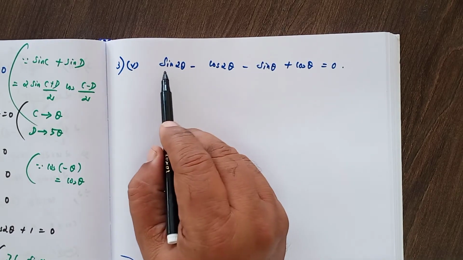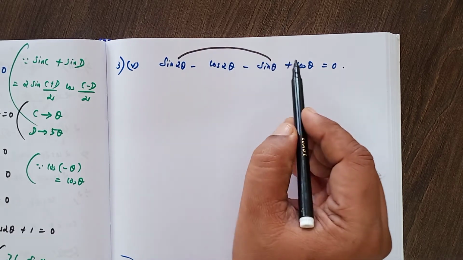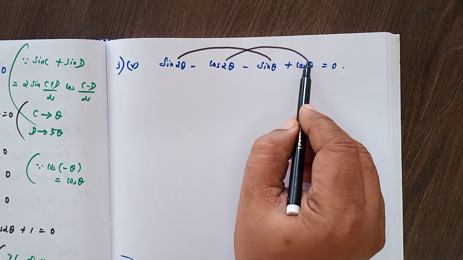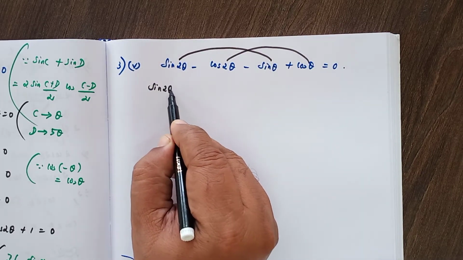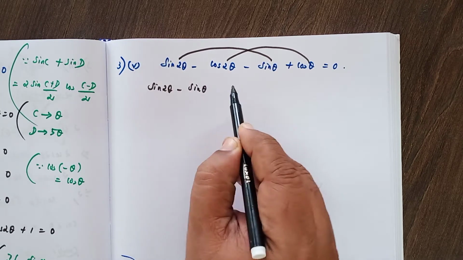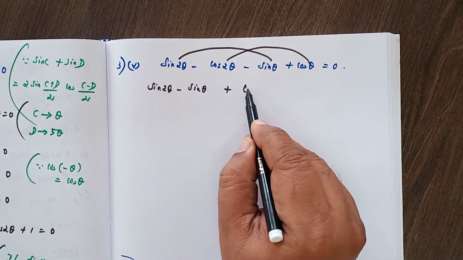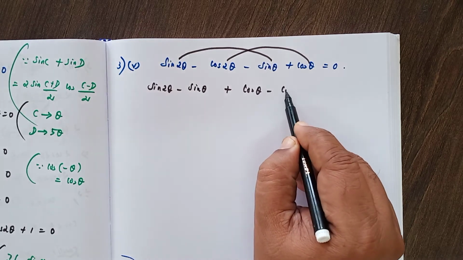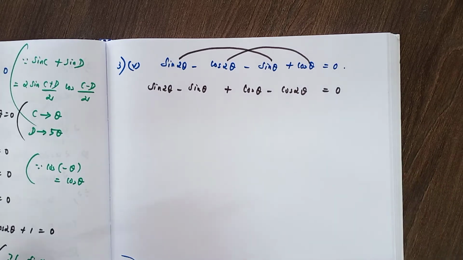There is no formula for sin c minus cos d, but we have sin c minus sin d and cos c minus cos d. So grouping sin 2 theta minus sin theta plus cos theta minus cos 2 theta. Then only you can apply the formula cos c minus cos d. That is equal to 0.